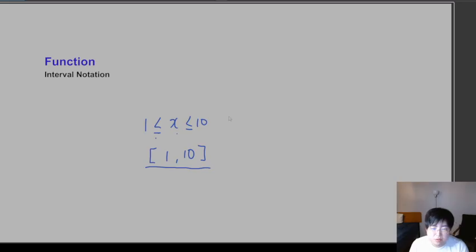Then how about the range? Range is similar. Let's say your range is from 2 to 4, including 2 and 4, okay? Any number between 2 and 4, like 2.1 or 3.9, is in the range, let's say. Then again, you can use the same notation like this, or you can just say square bracket 2, 4 square bracket, okay?